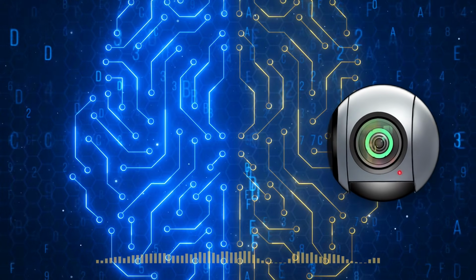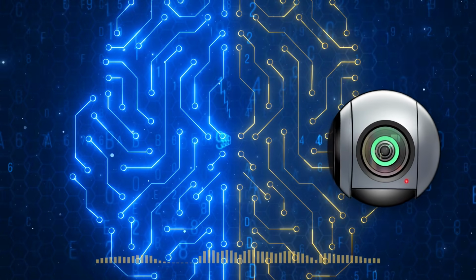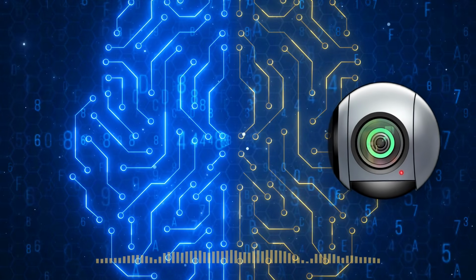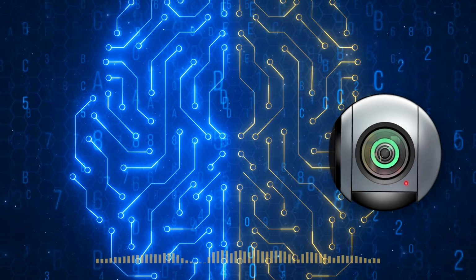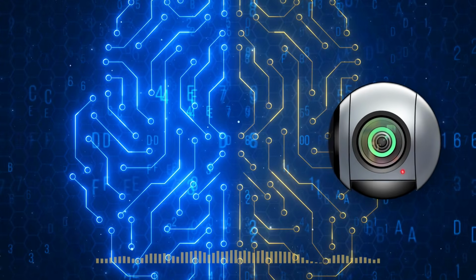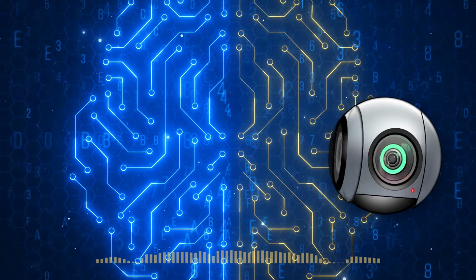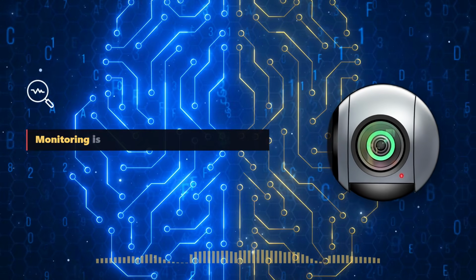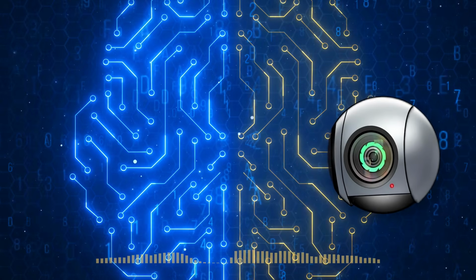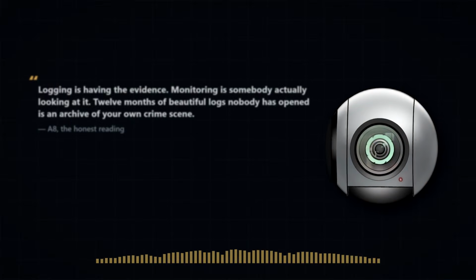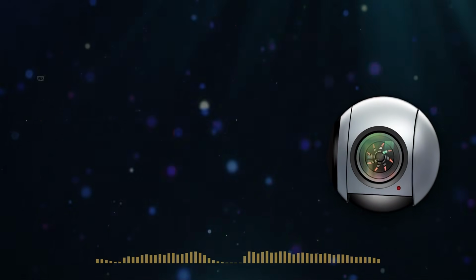Cluster 4, logging and monitoring. A8.16, monitoring activities, which is new. A8.17, clock synchronization. A8.18, use of privileged utility programs. A8.19, installation of software on operational systems. Logging is having the evidence. Monitoring is somebody actually looking at it. Loads of teams have 12 months of beautiful logs that no human being has ever opened. That's not detection. That's an archive of your own crime scene.